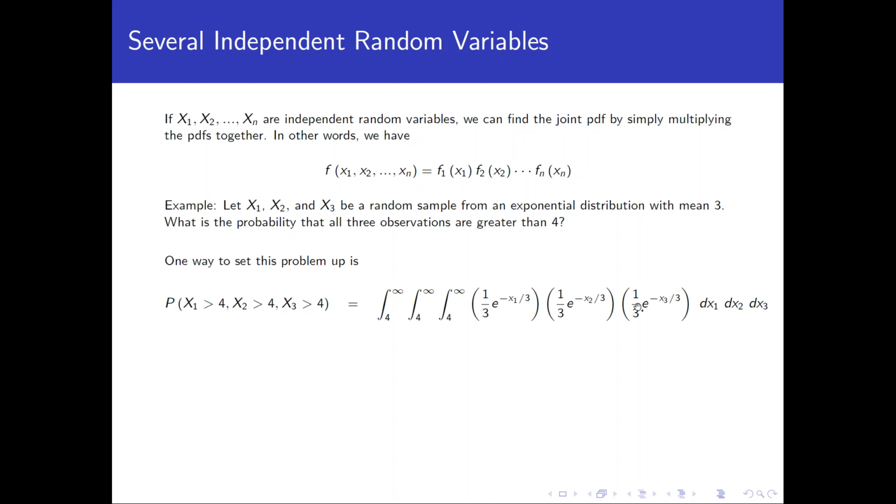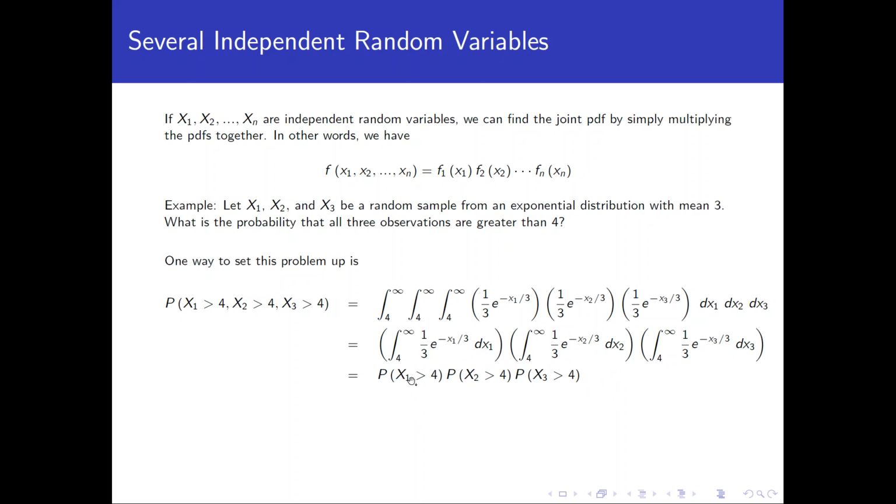One way to set this up, of course, is just to do the triple integral. We would have our f of x1 times f of x2 times f of x3, and integrate from 4 to infinity for each of the variables. That's one way we could do this. Of course, now we can rewrite those integrals. Since it's all independent, we can break it up into 3 separate pieces.